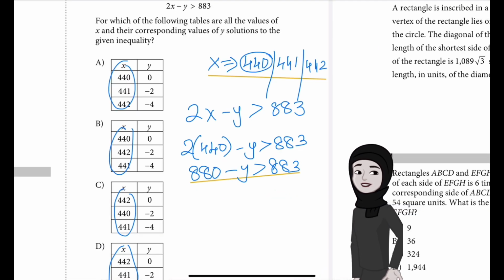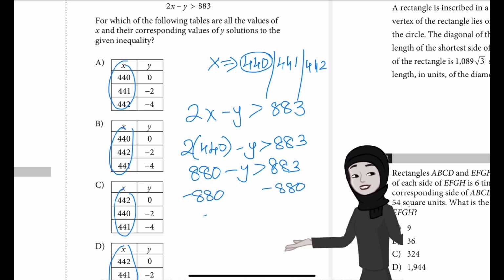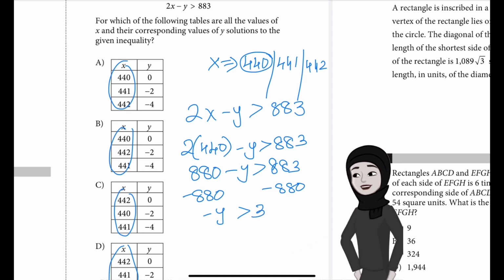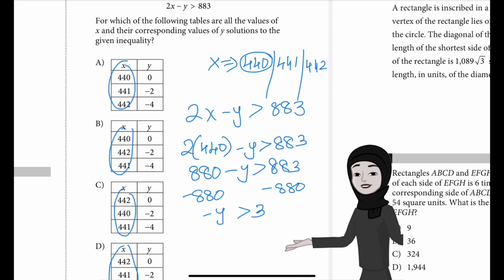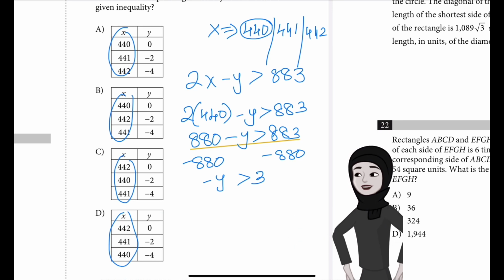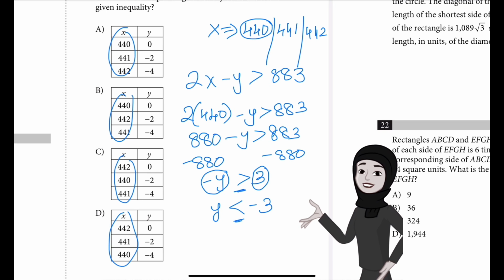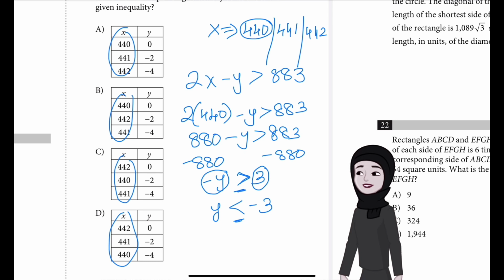Then we can subtract 880 on both sides of the inequality. So we'll get negative y is greater than 3. Now since we need the value of y, we'll have to divide both sides of the inequality by negative 1. But when we divide by a negative value, we have to reverse the inequality sign. So instead of greater than, we now have y is less than negative 3. So when x is equal to 440, the corresponding value of y must be less than negative 3.